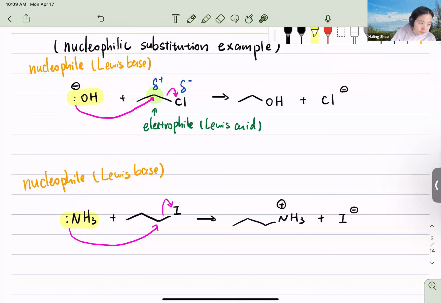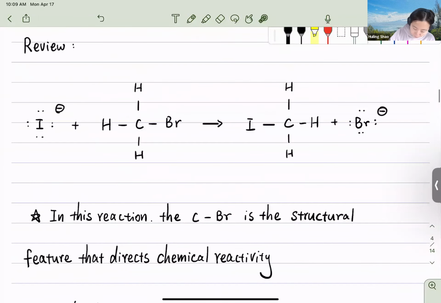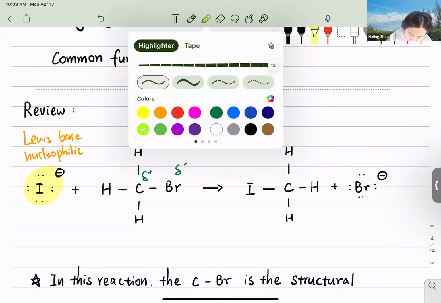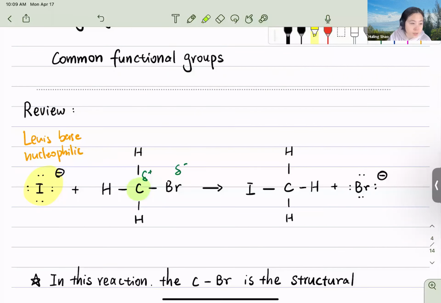All right, and as a quick summary, for our Lewis acid-base reactions, again, this is another example. We can have a nucleophilic iodide or a Lewis base. Your nucleophile or Lewis base always has a lone pair. And your electrophile here is your carbon center here.